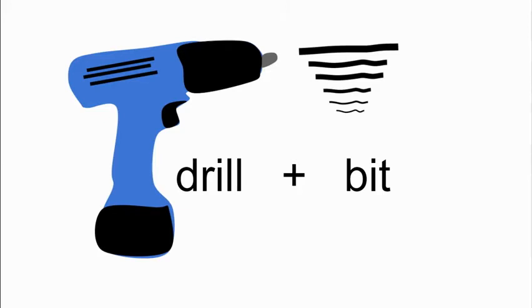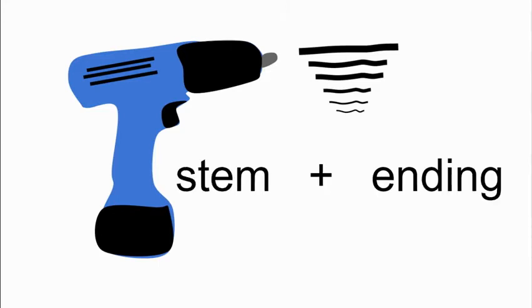The drill is big, expensive, and you only have one of them. You can use it for a lot of different jobs, but you need the little different drill bits. And the drill bits are interchangeable. There's many of them. You have a lot of choices, and you use a different bit depending on what job you're trying to accomplish. Same thing with verb conjugation.